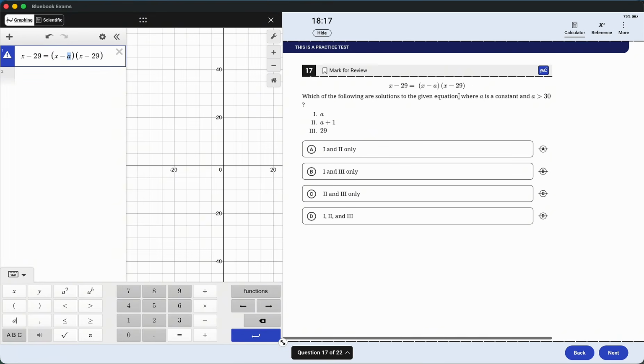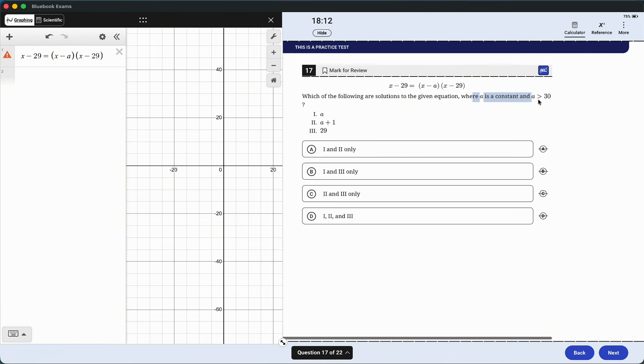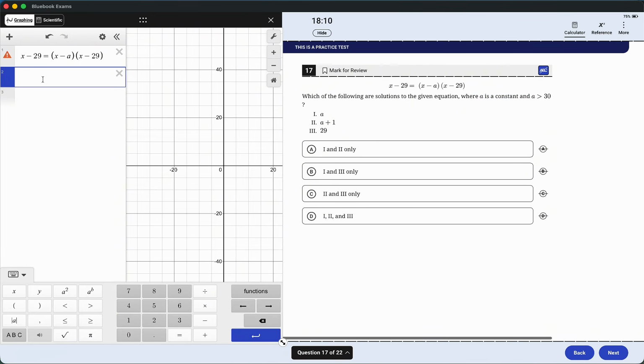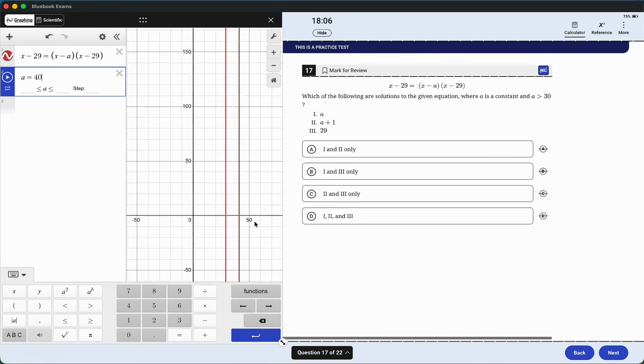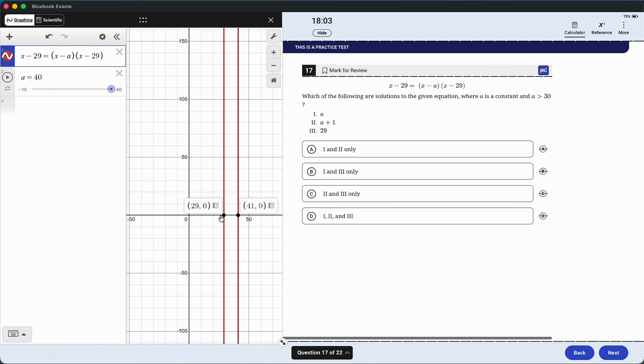So in this case, you want to tell Desmos what A is. So what's A? Well, they literally just tell you A is a number greater than 30. So let's go with 40. I just tell it A is 40. And now you see my solutions appear. I can click on it. These are my two solutions.